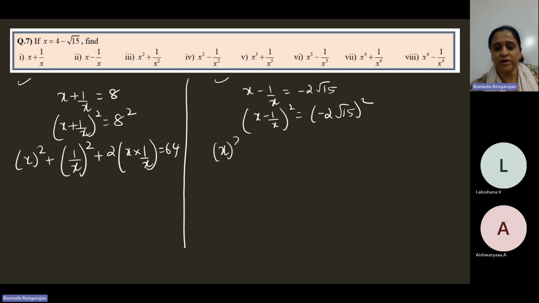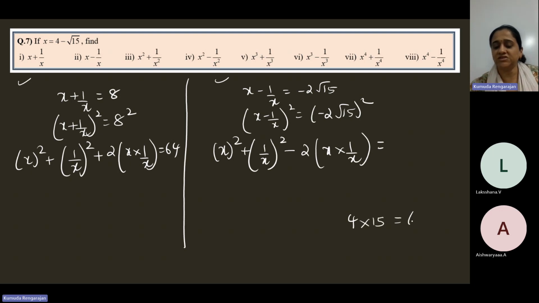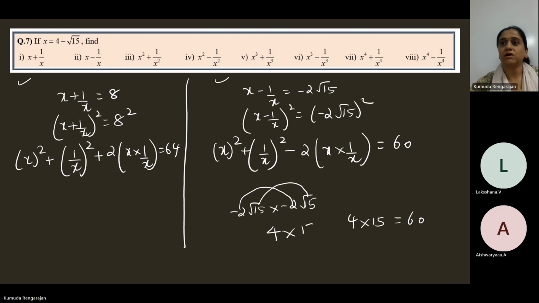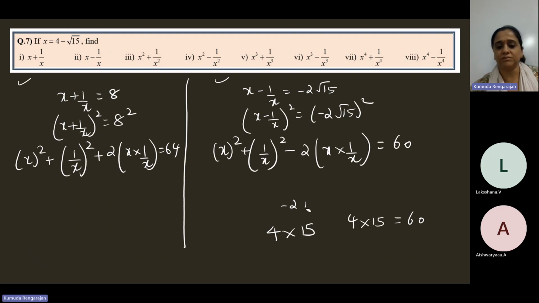Similarly, a the whole square plus b the whole square minus 2ab, because a minus b the whole square is a square plus b square minus 2ab, 2 into a into b, is equal to, what is minus 2 into minus 2? Plus 4. Root 15 into root 15? 15. 15 4s are 60. Minus 2 root 15 into minus 2 root 15. Minus 2 into minus 2 is plus 4. Root 15 into root 15 is 15. And 15 4s are 60. Okay, so 60.